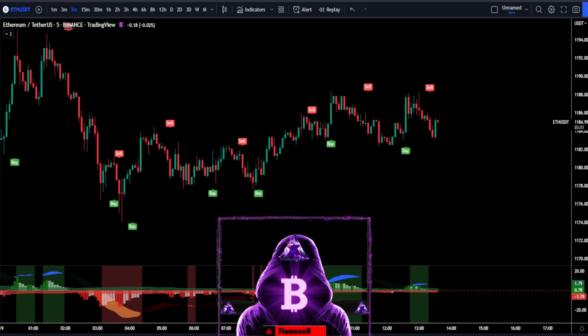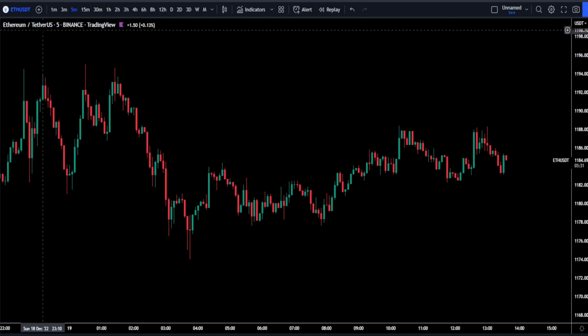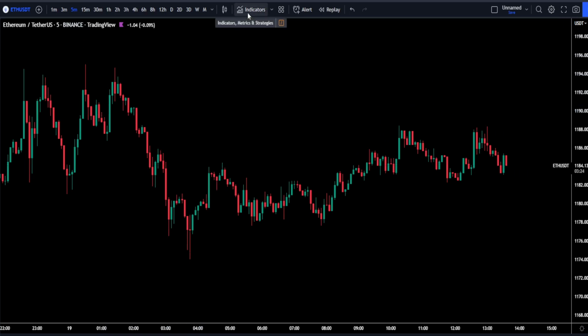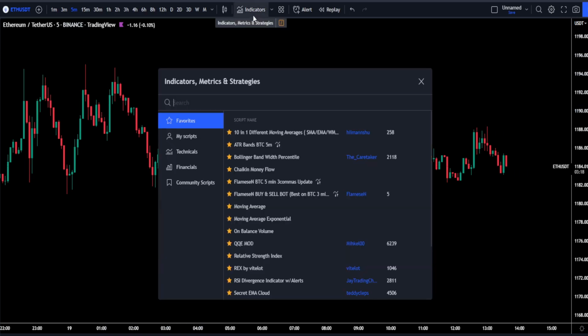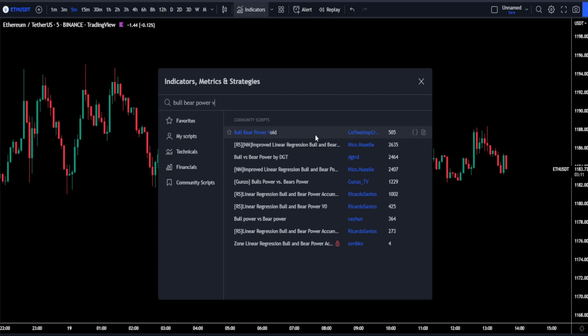Now, without further ado, let's get into it. Okay, so we're currently on the price of Ethereum versus USDT on the 5-minute time frame. And in order to add the first indicator to our chart, we need to come up to our indicators tab and type in Bull Bear Power Void, which is this one here by Coffee Shop Crypto.